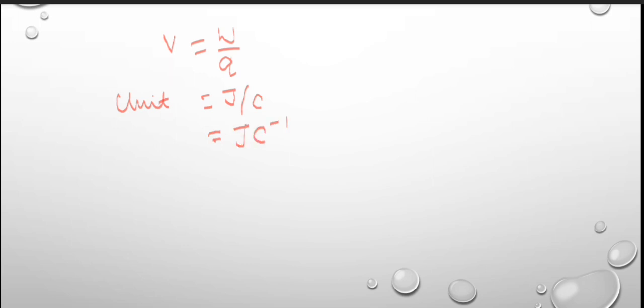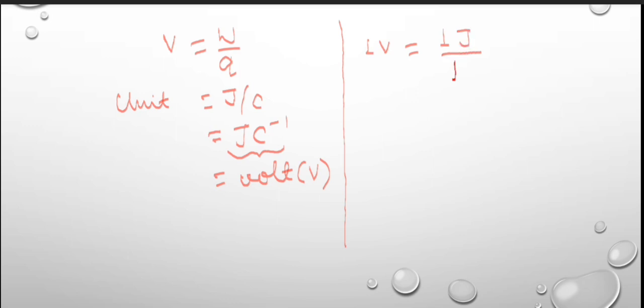Because this is a lengthy thing to write all the time, we have considered a small term, that is volt, and it is denoted by capital V. Now students, how will we define 1 volt? 1 volt is defined when 1 joule of work is done to move 1 coulomb of charge from one point to another.